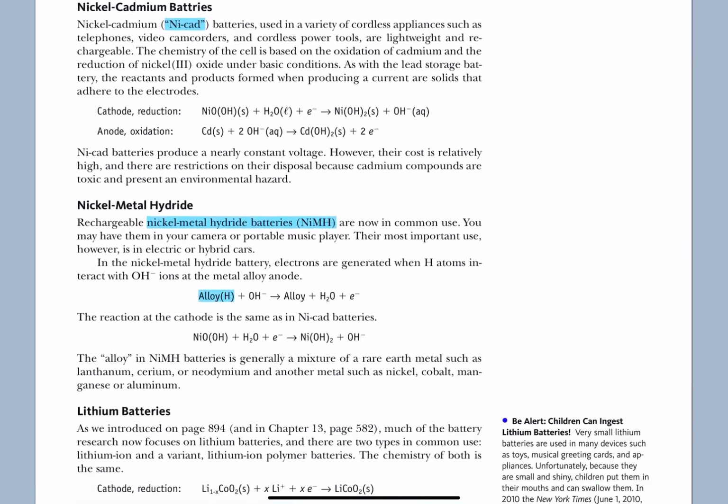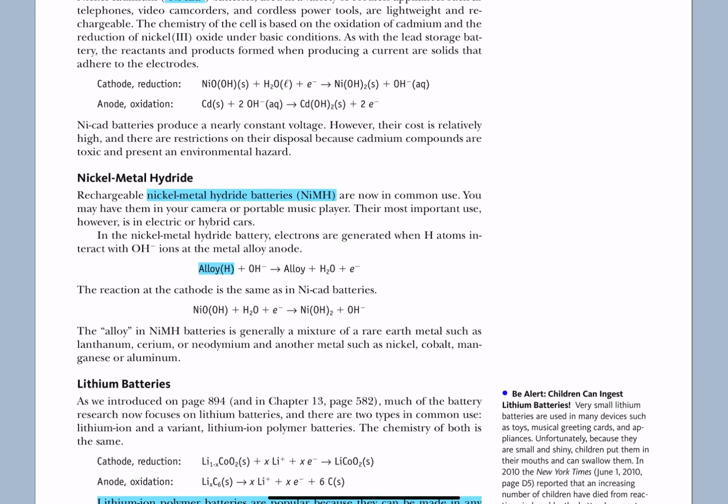You can have metal hydride batteries. We haven't talked much about metal hydrides, but in a metal hydride, the metal is the positive ion, and hydrogen becomes your negative ion. Most of the time you think of hydrogen as being +1. Well, in a hydride, hydrogen is -1.